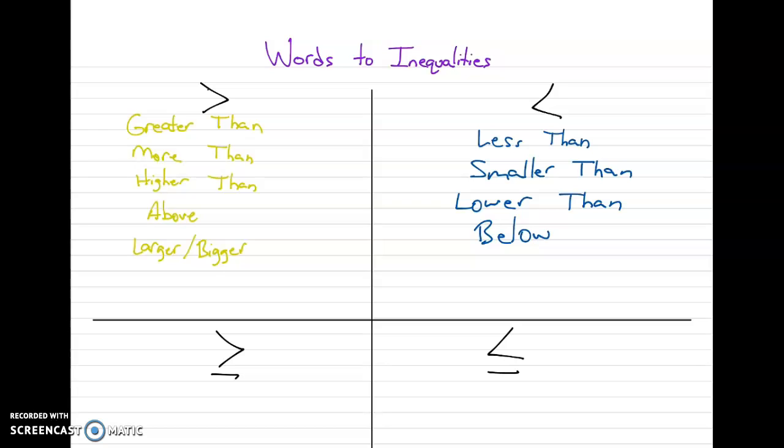Like I know that I weigh, and this is actually truer, I know that I weigh less than 200 pounds. That means I do not weigh 200. I weigh less than 200. Or I'm smaller than 6'2". That means I know I'm not 6'2". I know that I'm smaller than 6'2".